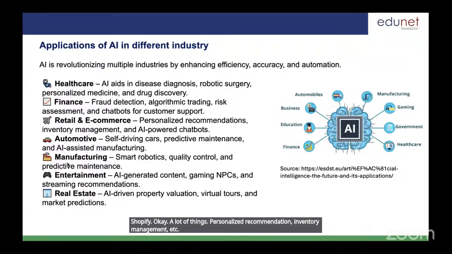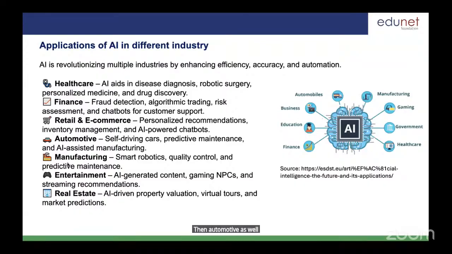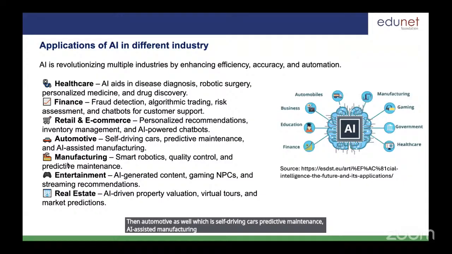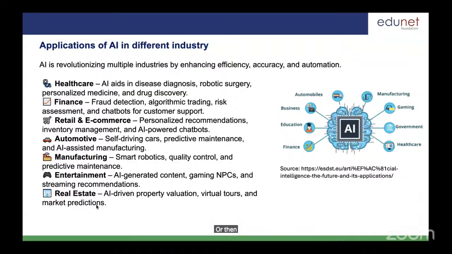Then automotive as well, which is self-driving cars, predictive maintenance, AI-assisted manufacturing. Again, if we talk about manufacturing, we can have smart robotics, quality control, and predictive maintenance. Then in terms of entertainment, AI-generated content, gaming NPCs, and streaming recommendations.